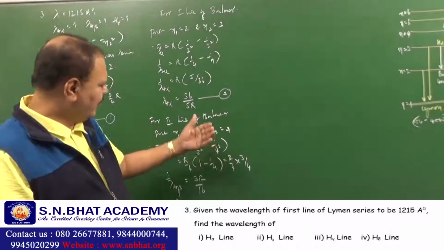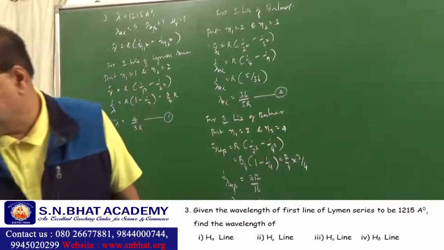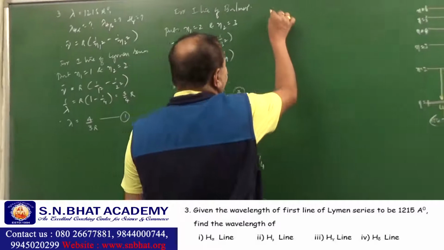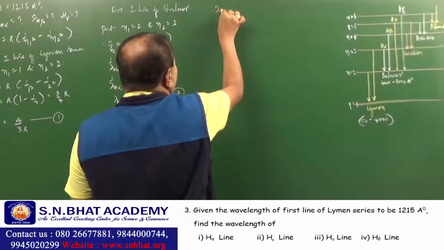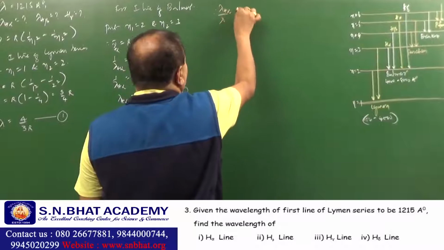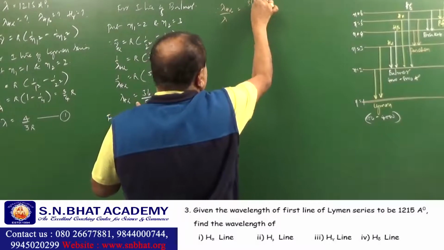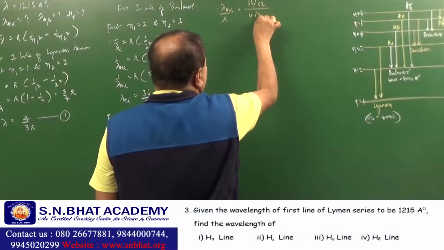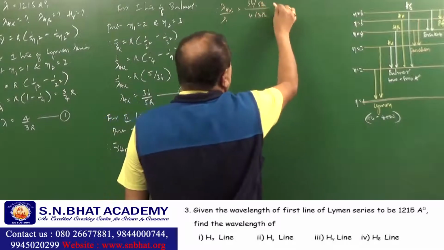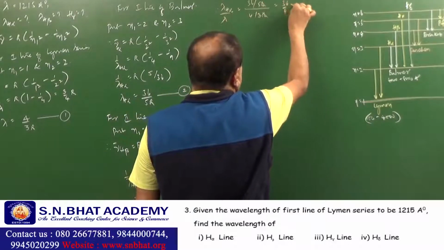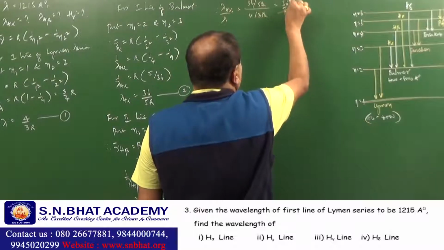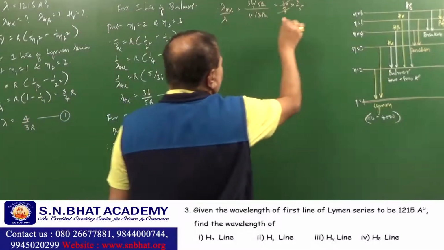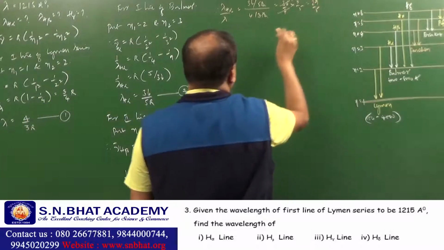Okay. Now what do you do? You divide one by the other. That means you want this H alpha, divided by equation number 1. Therefore, you want lambda H alpha divided by lambda. Lambda H alpha is given by 36 by 5R divided by lambda is equal to 4 by 3R. So you know that R and R get cancelled. And this value is equal to 36 by 4 into 3 by 5. So therefore 4 nines are 36. And that comes out to be equal to 27 divided by 5.